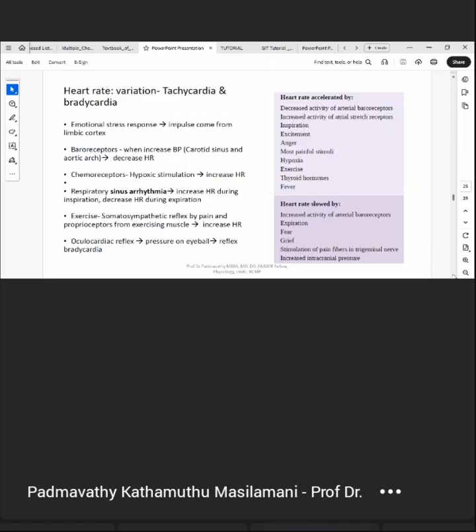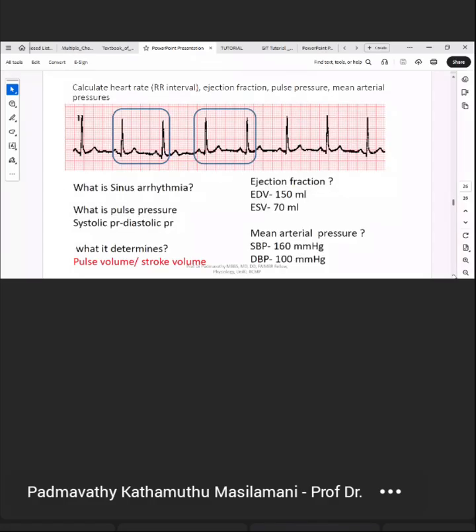So this is the cause of increased heart sound and increased heart rate calculation. Between the RR interval, you can count the number of small squares. So 1500 divided by the number of small squares, you will get the heart rate. Okay. So sinus arrhythmia is a normal one. That is the heart rate variation between inspiration and expiration. The heart rate is higher during inspiration and lower during expiration.